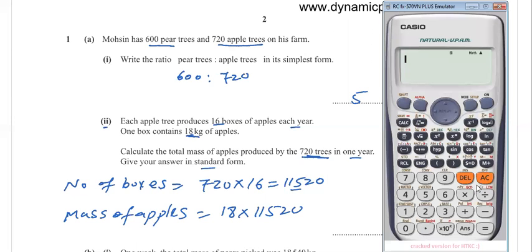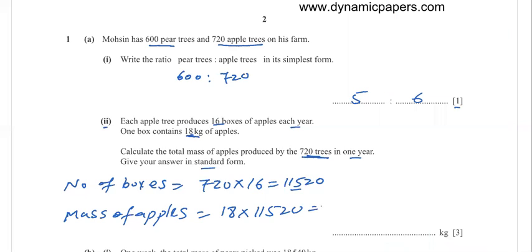So let's calculate it. Oh, sorry, it was already there. Multiply with 18. So it's 207,360. 207,360 kg. But we have to write the answer in the standard form. In the standard form, if no decimal is shown, it means the decimal is at the end on the right hand side. So we need to move it after the first non-zero digit.